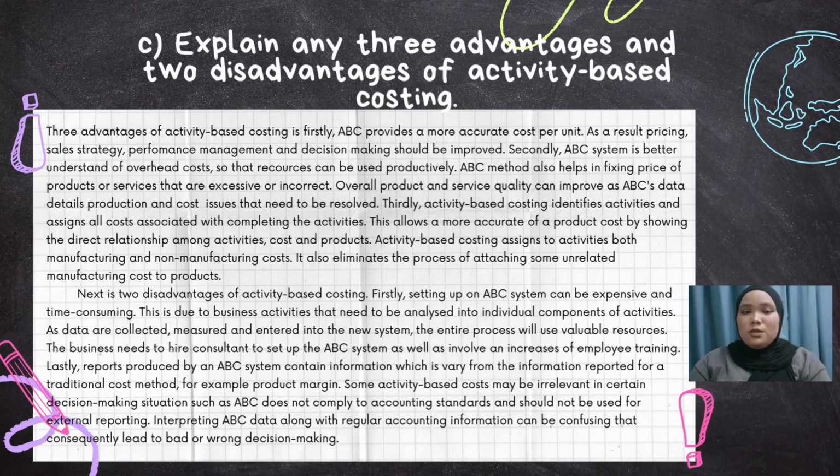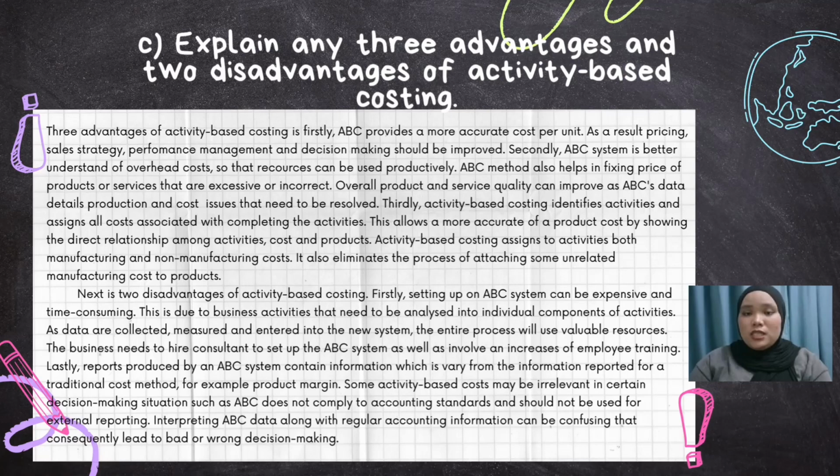Thirdly, activity-based costing identifies activities and assigns all costs associated with completing the activities. This allows a more accurate product cost by showing the direct relationship among activities, costs, and products. Activity-based costing assigns to activities both manufacturing and non-manufacturing costs. It also eliminates the process of attaching some unrelated manufacturing costs to products.